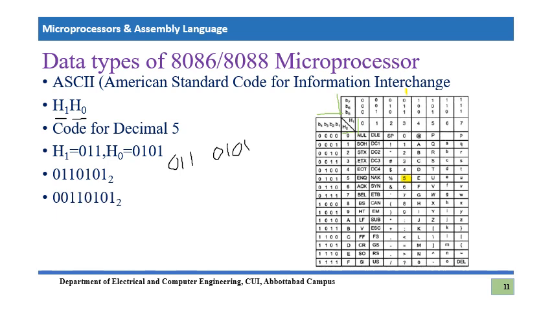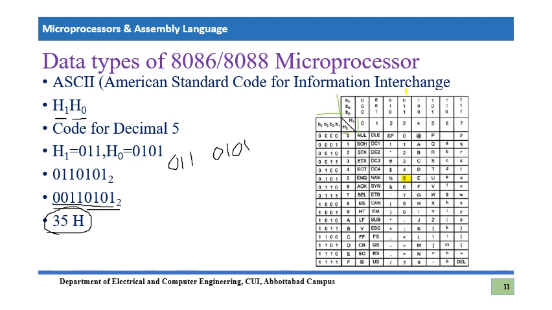So the code is 011 and 0101, or the ASCII equivalent is 0110101. When we store it in memory, it will never be stored as 7 bits. The last bit will be 0, so the complete 8-bit information will look like this. If you want to convert it into hexadecimal, this becomes 3 and this becomes 5. These H's are basically hex. H0 is the least significant hex digit, and H1 is the most significant hex digit.